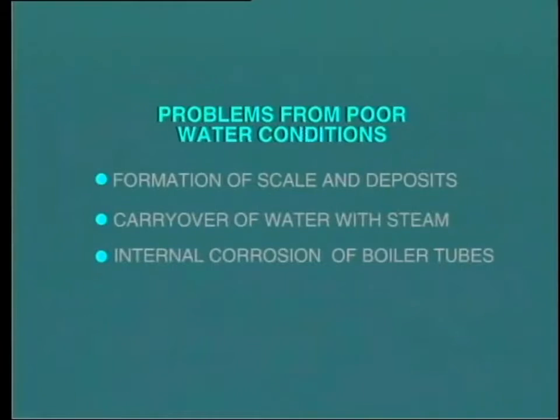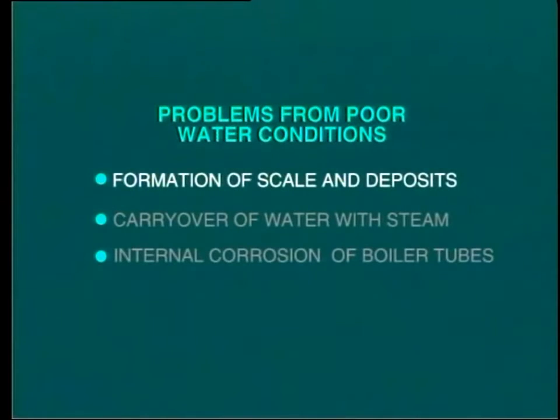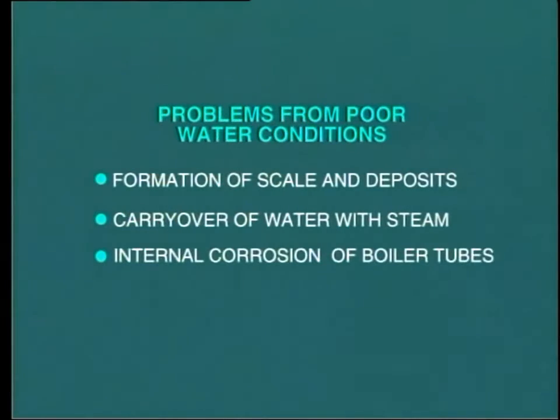So what is it exactly that we are protecting the boiler against? What are the problems that can arise as a result of feeding impure water into the boiler? Well, the principal problems arising from poor water conditioning are the formation of scale and deposits inside boiler tubes, the carryover of water with the steam, and internal corrosion causing wastage of boiler tubes. Let's take a closer look at each of these items. First, the problem of scale.